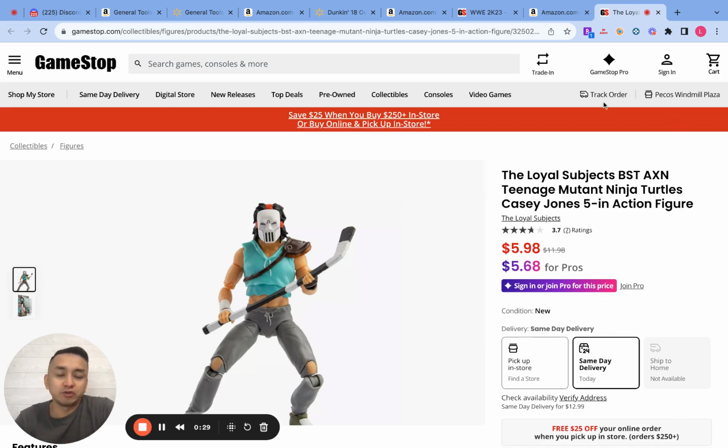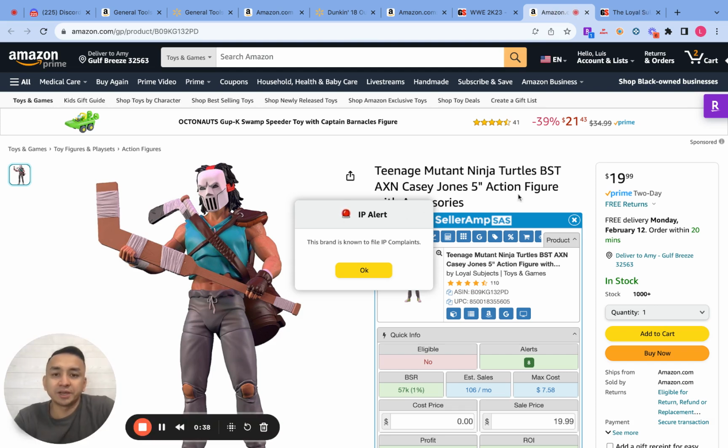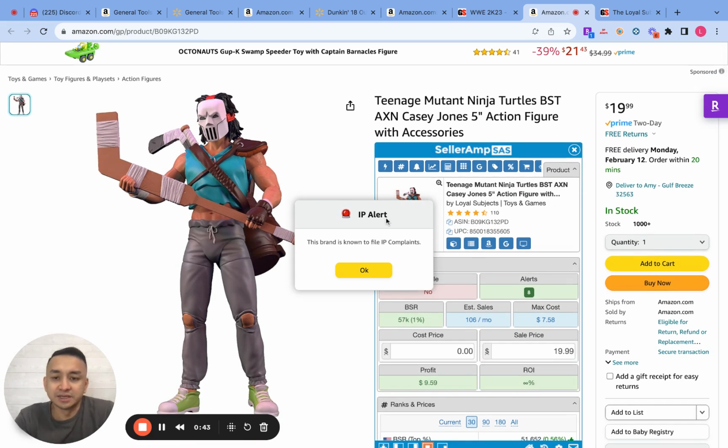Product research, right? You would open up your supplier website. So it's this one. And then you would also open up your Amazon website, right? So this one is going to be a clear skip because it has an IP alert, which means this brand is known to file IP complaints. IP complaints are intellectual property complaints, which means the brands are not allowing us resellers to sell their brand, right? So this pop-up right here is from this website or software called IP Alert.